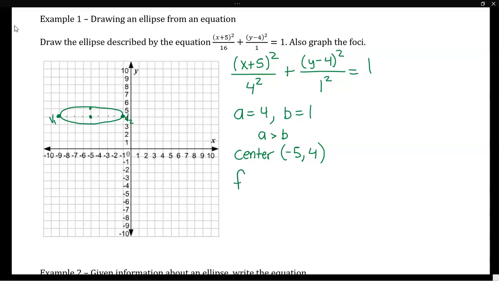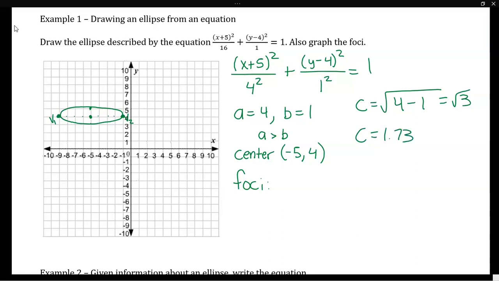Our foci. So now we need to find C. So C is going to equal the square root of 4 minus 1, which equals the square root of 3. And so from the center, what is the square root of 3? It's like 1.7 something or another. Let's see. The square root of 3. Yeah, 1.73. So C is equal to 1.73.